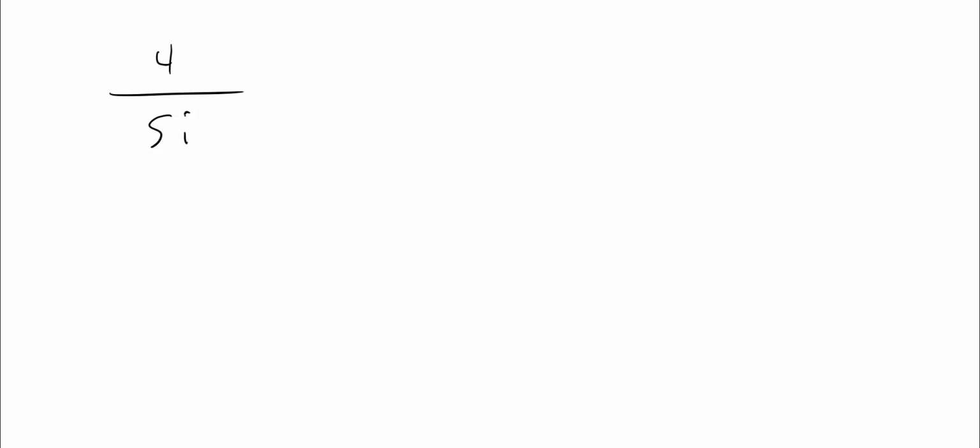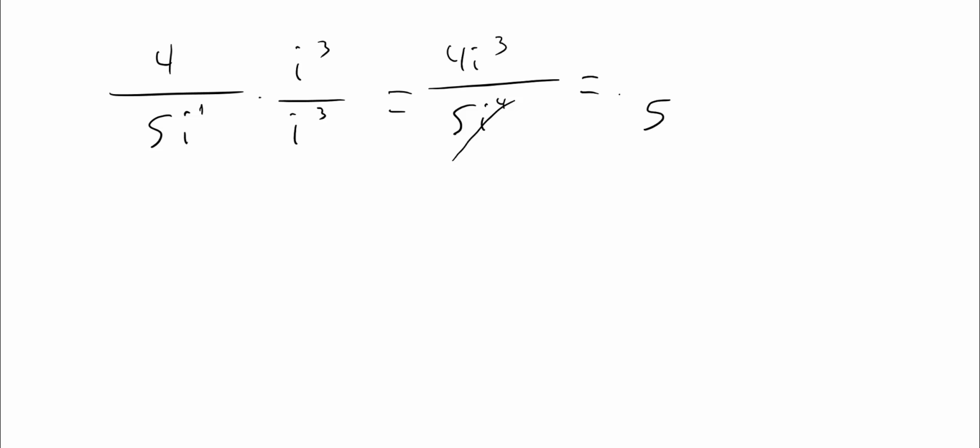Pretty basic one. Okay, I need this i to be, so it's an i to the 1st, I need it to be i to the 4th. So pretty much every time, guys, you're going to multiply by i cubed over i cubed. That's going to give you on the bottom 5i to the 4th, which is what we want. On the top, it's 4i cubed. So you guys should recognize i to the 4th is 1, so it's just 5. And 4i cubed, again, look at your little chart, but i cubed is -i. So my answer is -4i over 5.